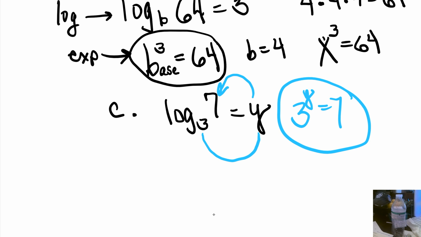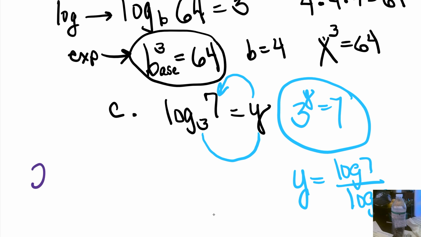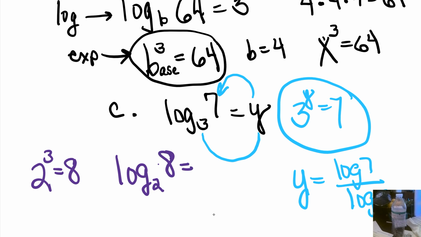So for a question like this, I would drop the y, and I would say that y is equal to the log of 7 divided by the log of 3. Now, if I could indulge you in a question you're never going to forget, because we all do know that 2 to the third power is equal to 8, correct? And if that is the case, then that means that log base 2 of 8 is equal to 3.